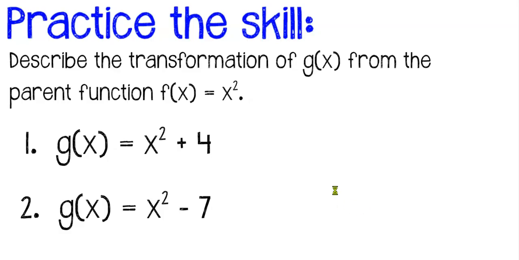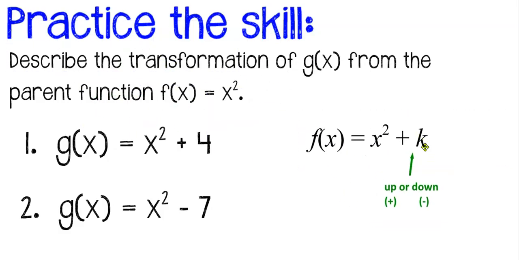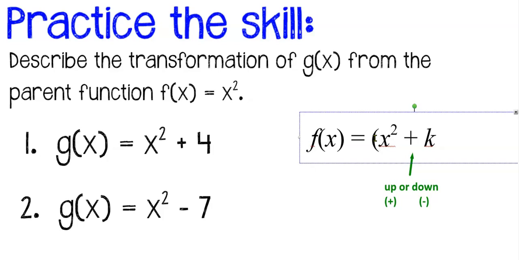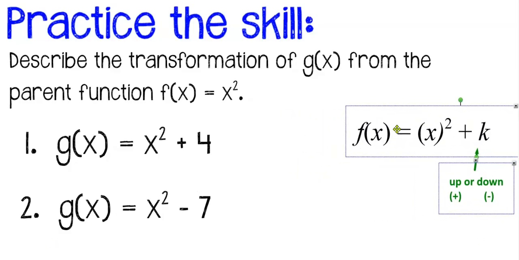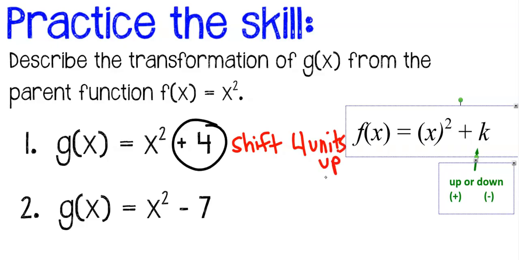Don't forget that when you have a constant after the x squared or after the grouping symbol here, that constant moves an item up or down. So according to function g in number 1, plus 4 is a shift, move, or slide 4 units up. And number 2 is a shift, a move, a slide, or a translation 7 units down.